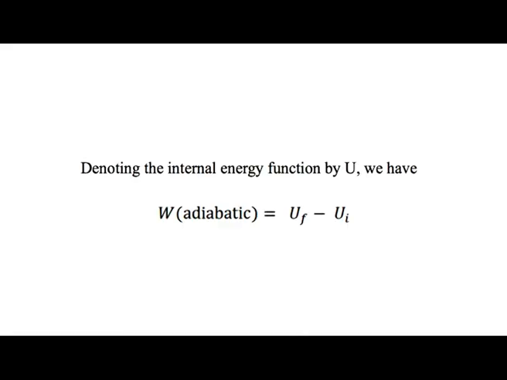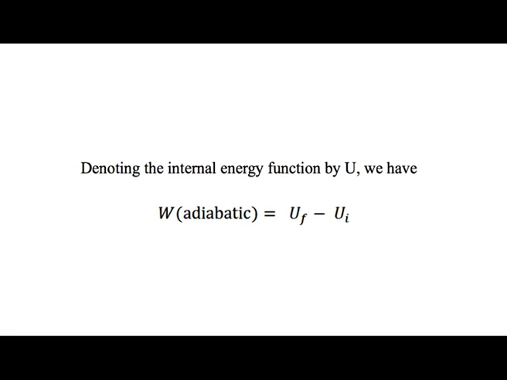Whenever a quantity is found to depend only on initial and final state and not on the path connecting them, an important conclusion can be drawn. There exists a function of the coordinates of a thermodynamic system whose value at the final state minus its value at the initial state is equal to the adiabatic work in going from one state to the other. The function is known as the internal energy function. Denoting the internal energy function U, we have W adiabatic is equal to U_F minus U_I.